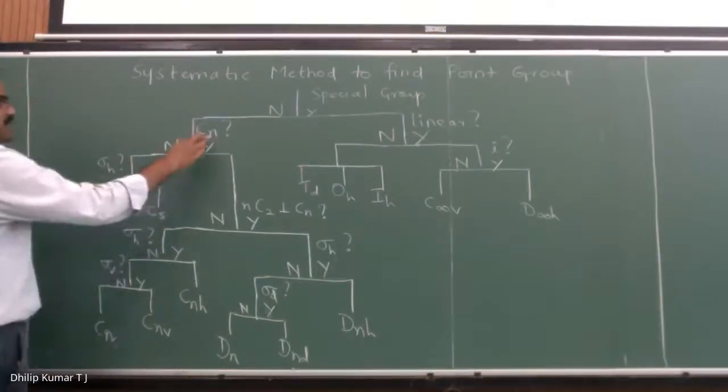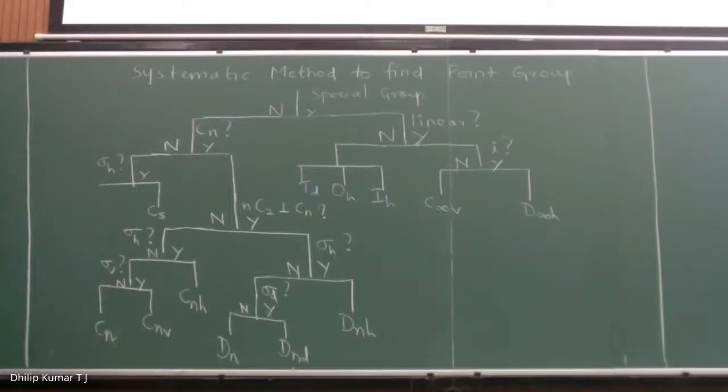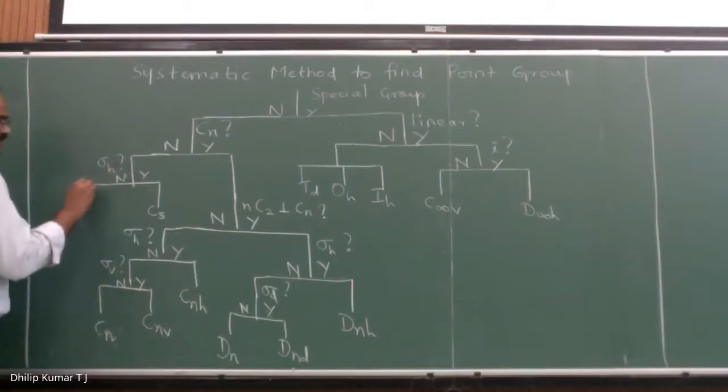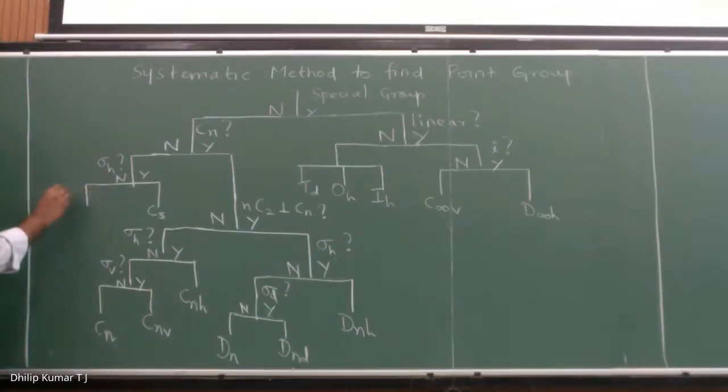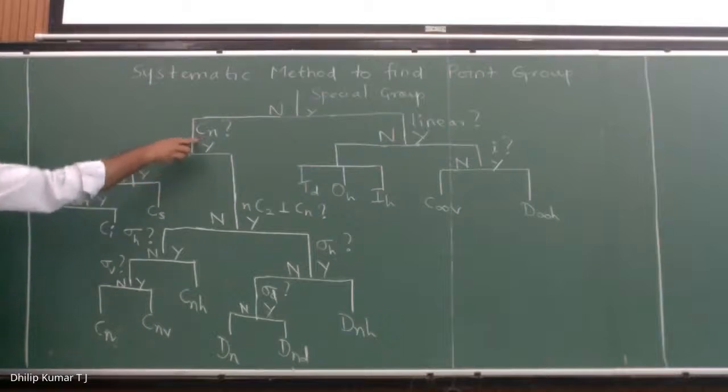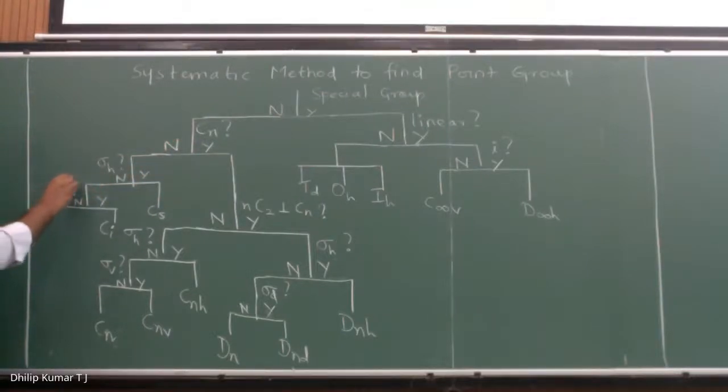Okay, so it doesn't have C2 or C3, C4 or C6, but you check for sigma H. If it is having, then it is called Cs. If it is not having sigma H, so the answer is no, then check for i. If the answer is yes, then we can write Ci. The point group is Ci. If the answer is again no, if the molecule doesn't have Cn symmetry, doesn't have sigma H, doesn't have i, these are not special groups, so nothing is there, then we call it C1.